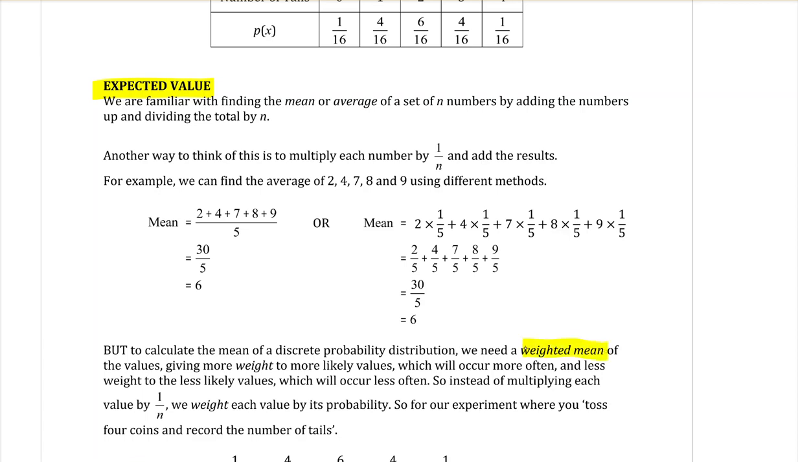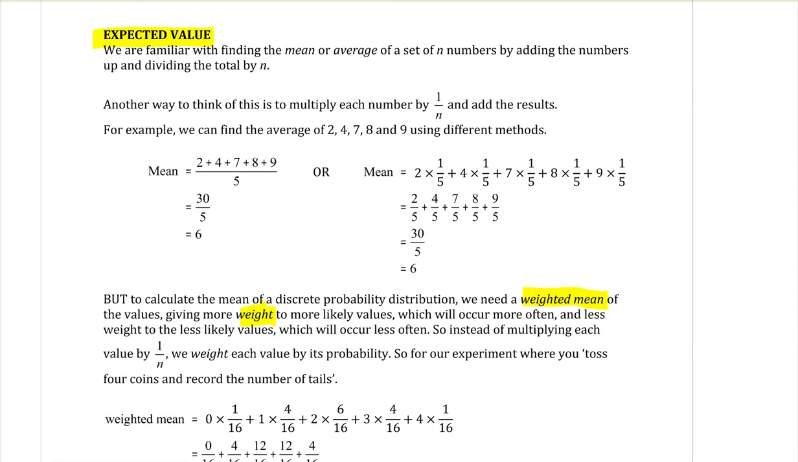To calculate the mean of a probability distribution, we need a weighted mean of the values to give more weight to the more likely values, okay? And less weight to the ones that are less likely. So instead of multiplying each value by 1 over n, we multiply by its probability.